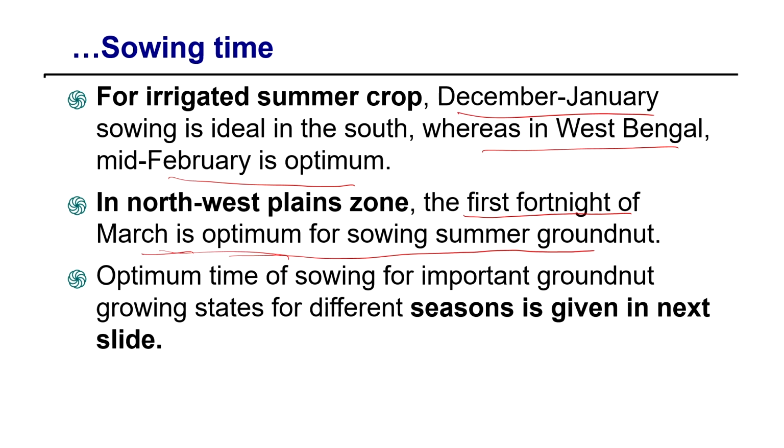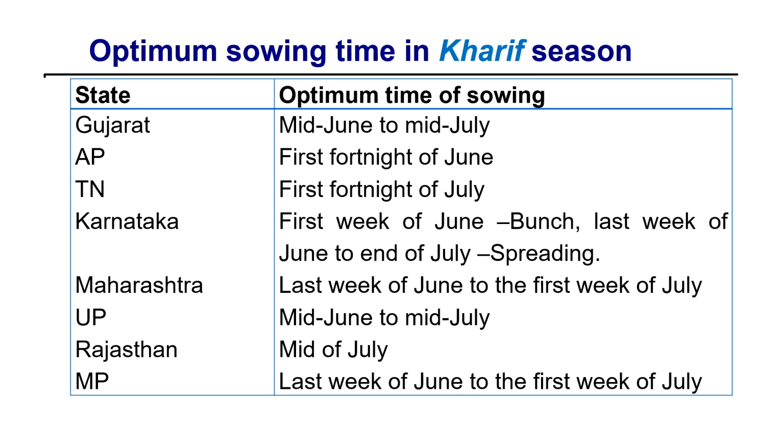Optimum time of sowing for important groundnut growing states for different seasons is given in the next slide. So let us check the exact sowing time of this crop in different states. In the first column you have the state, and in the second column you have the optimum time of sowing. For Gujarat, it is mid-June to mid-July. For AP, Andhra Pradesh, first fortnight of June. First fortnight means the first 15 days, say 1 to 15 June. In Tamil Nadu, first fortnight of July.